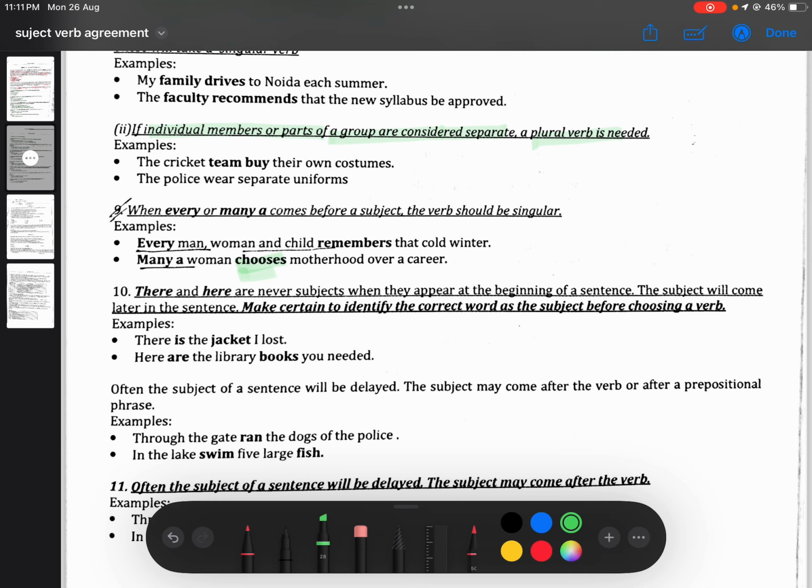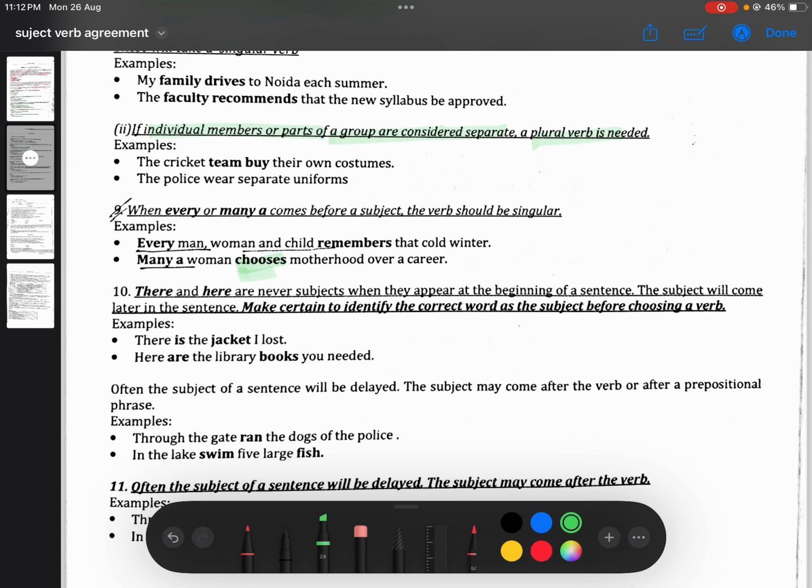Now next rule, there and here are never subjects when they appear at the beginning of a sentence. The subject will come later in the sentence. Make certain to identify the correct words as the subject before choosing a verb. So for example, there is the jacket I lost. Here are the library books you needed.